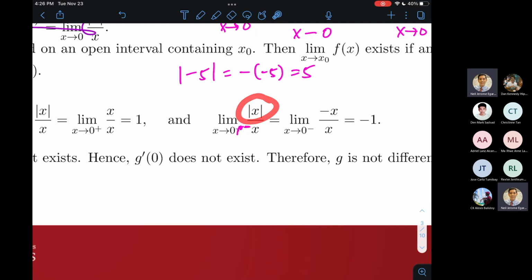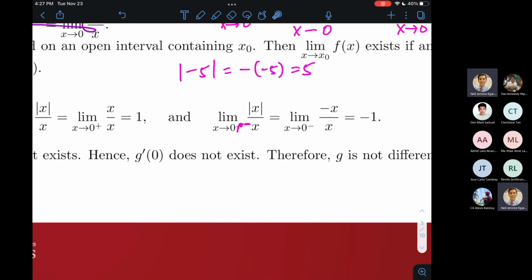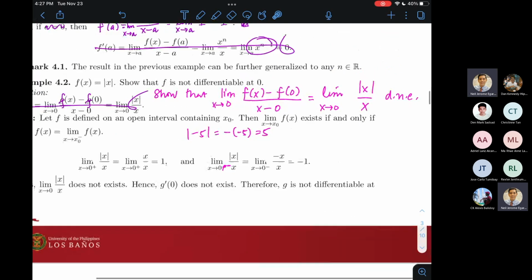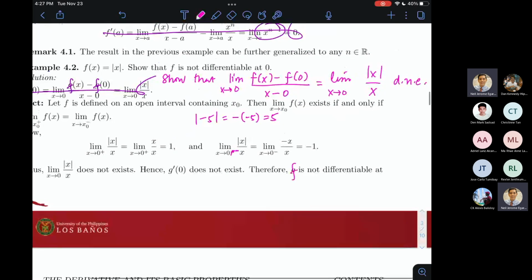So that means the absolute value bars can go out at the cost of introducing a minus sign. So the numerator becomes negative x, denominator remains to be x, then this simplifies to negative 1. Limit of negative 1 as x approaches 0 coming from the left is equal to negative 1. The left-hand limit is negative 1. The right-hand limit is positive 1. They do not agree with each other. Therefore, the limit doesn't exist. And since this limit doesn't exist, then we can conclude that f is not differentiable at 0. Okay. So dapat mga f's yun.